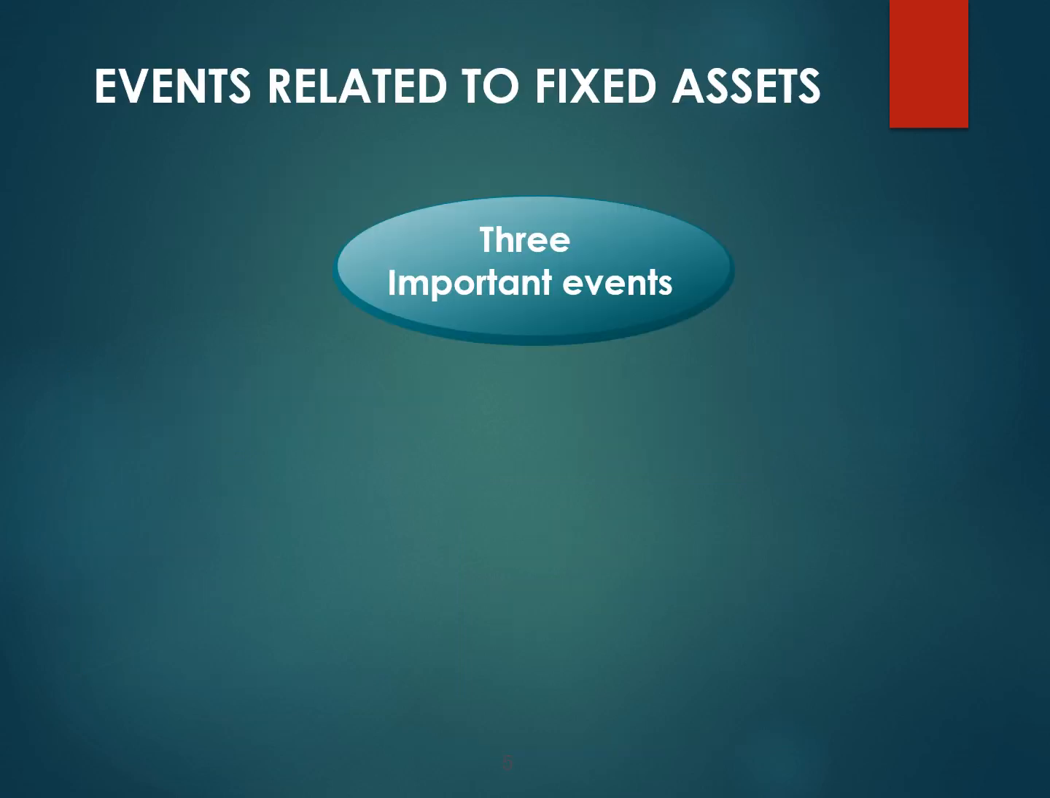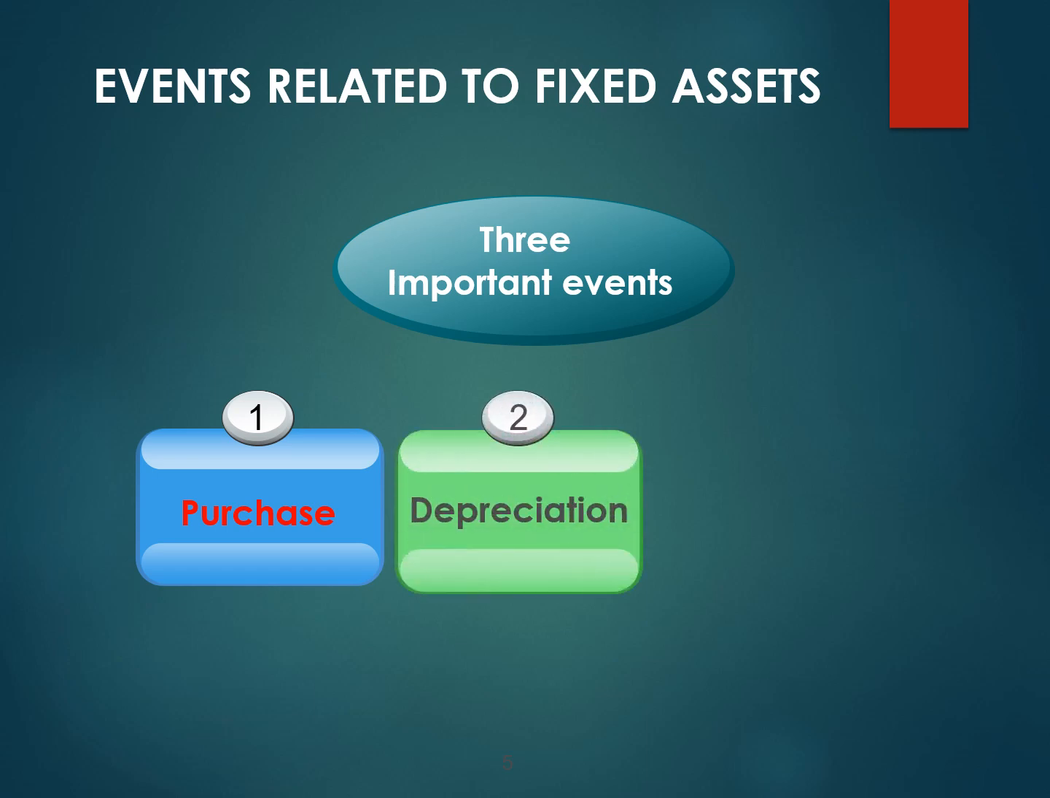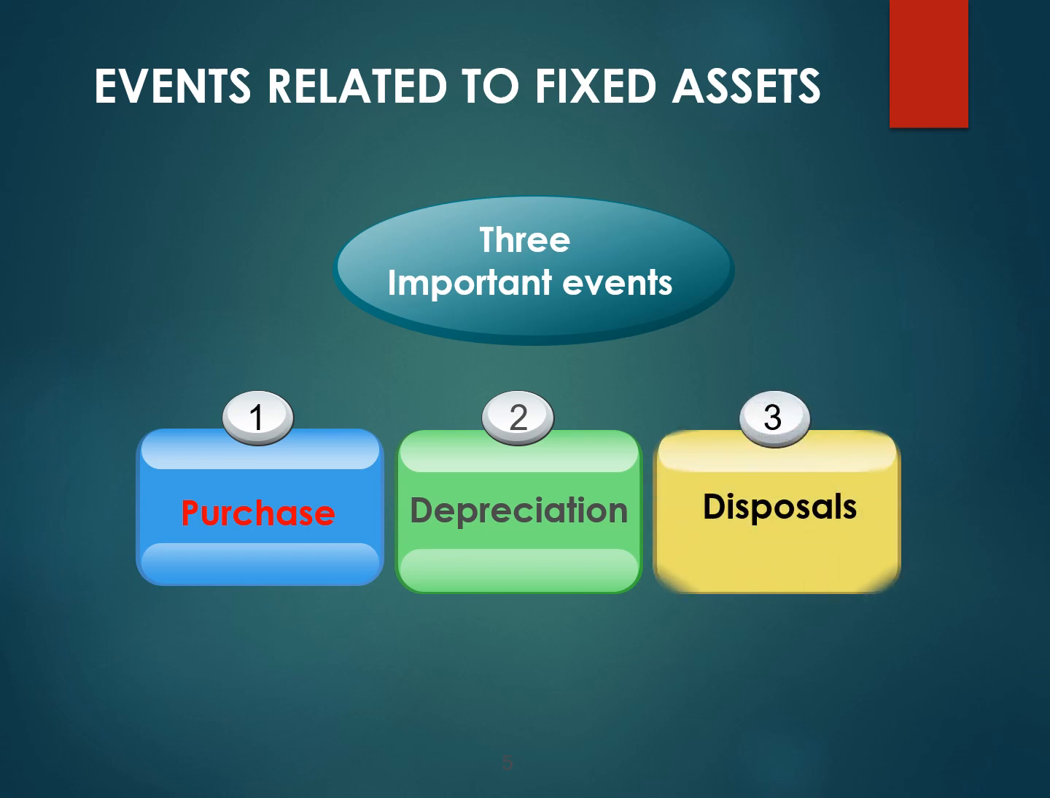Students, when dealing with the fixed asset, there are three important events. The first one is when we purchase it: how do we calculate the fixed cost and how do we record it? Second one is depreciation, also about calculation and how we record it. Third one is disposal. These are the three important events, and we have to make sure that we can calculate and record them.